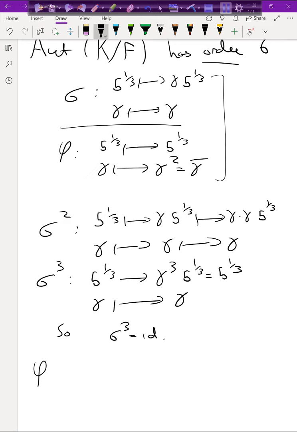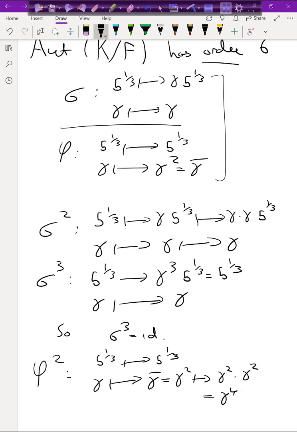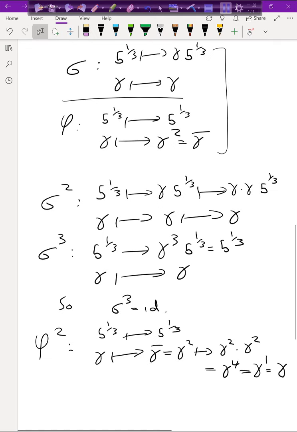On the other hand, phi squared is going to send 5 to the 1/3 to 5 to the 1/3. And it's going to send gamma to gamma bar, or you might also write that as gamma squared. And it's going to send gamma squared to gamma squared times gamma squared, which is gamma to the 4th. And since gamma cubed is 1, this is gamma to the 1, or just gamma. And so phi squared is also the identity.